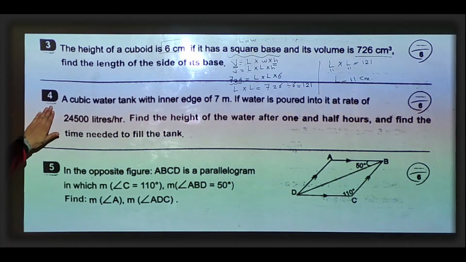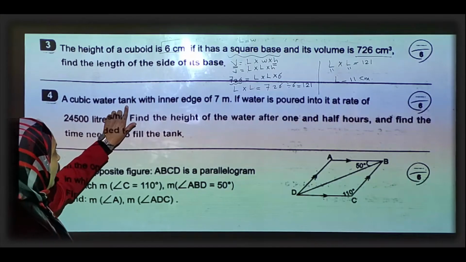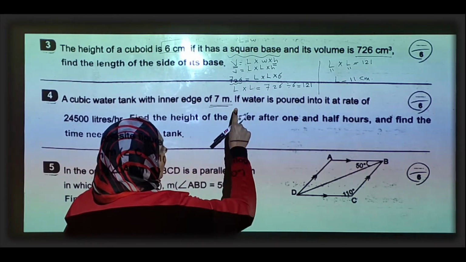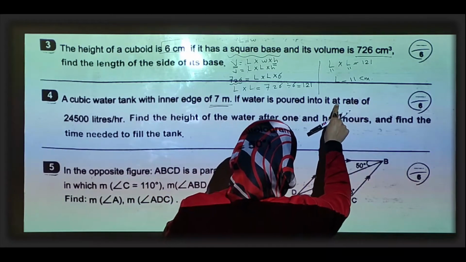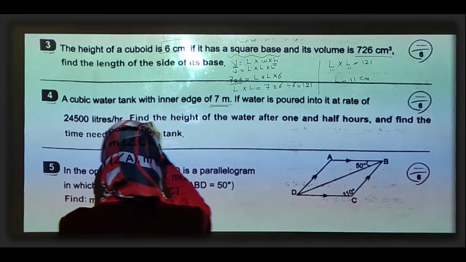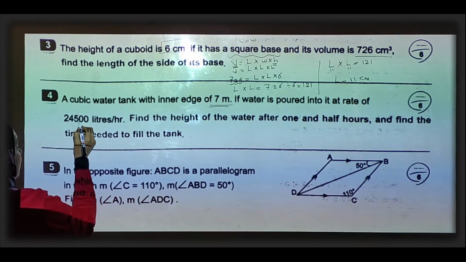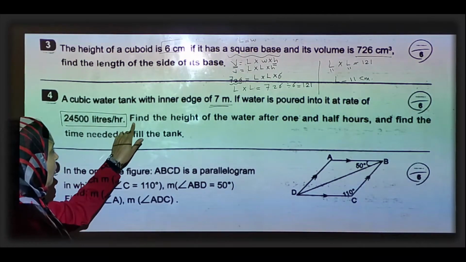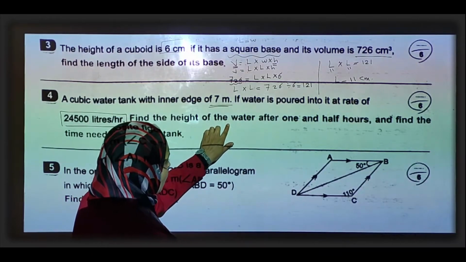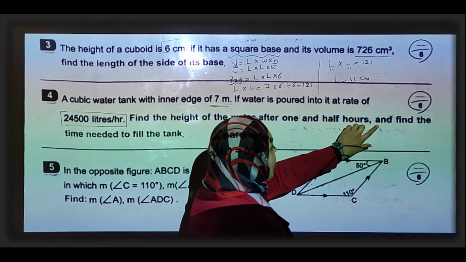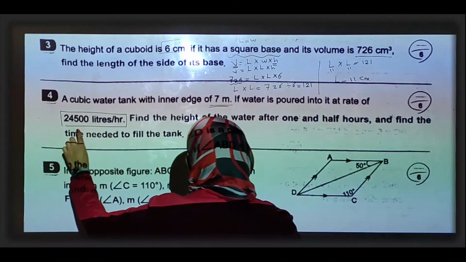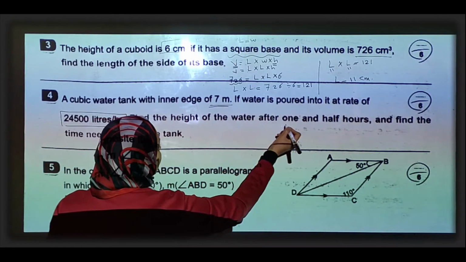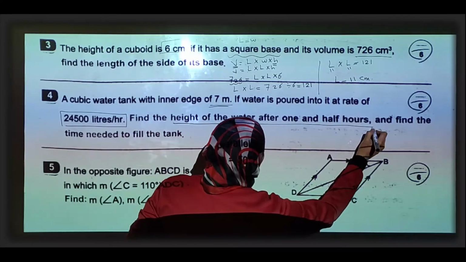Number 4, a cubic water tank with inner edge 7 meters. If the water is poured into it at rate of 24,500 liters per hour. First, find the height of the water after 1.5 hours. Then find the time needed to fill the tank. First, we want to find the height of water after 1.5 hours.